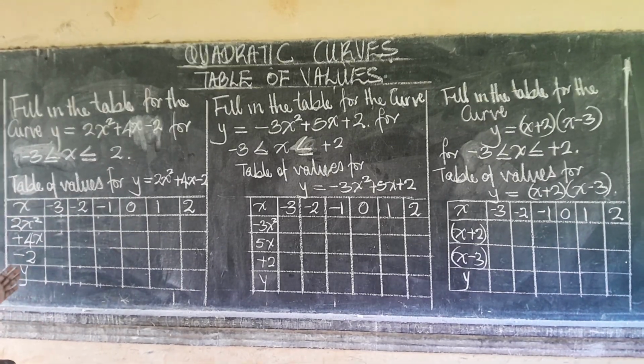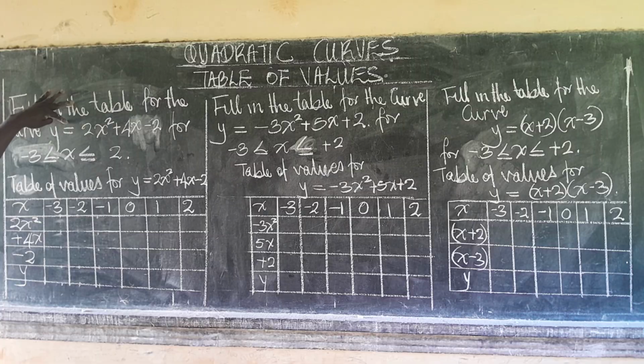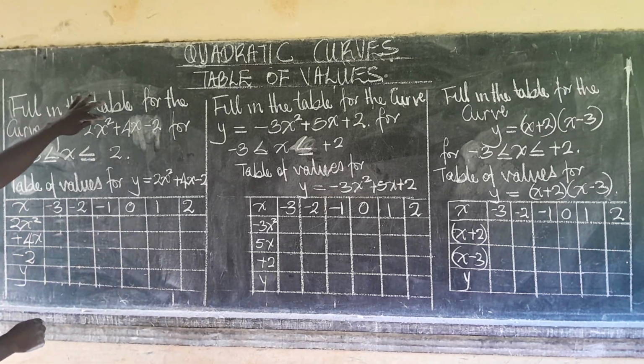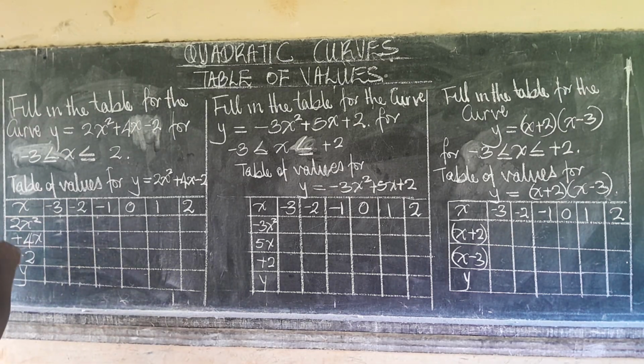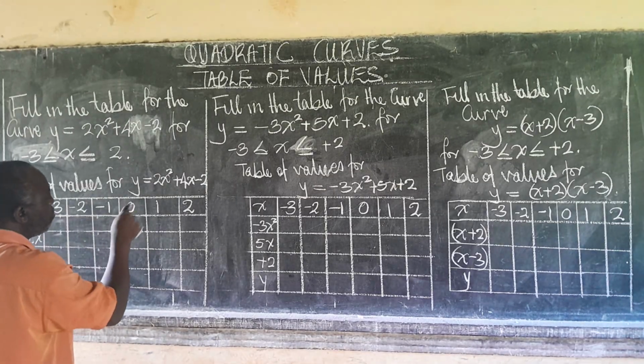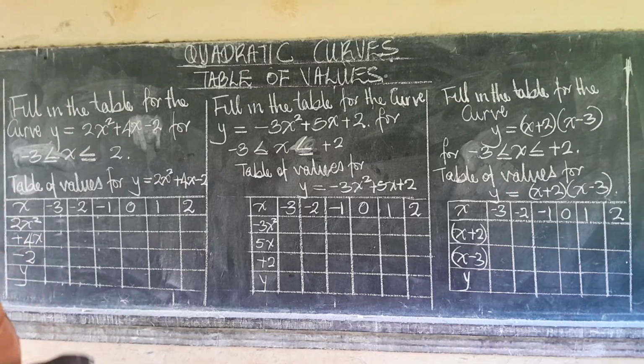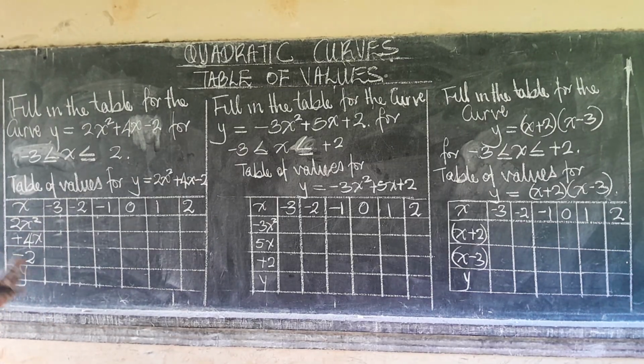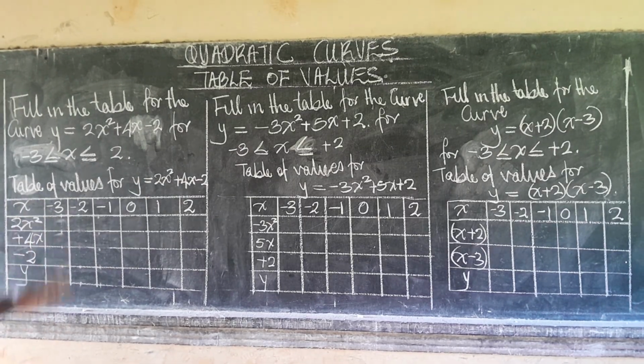The table, we are going to arrange vertically. We are ending with y. Y is down. Therefore, we have 2x squared, then plus 4x, then minus 2, then y. Y will be the answer we give. Therefore, here we have x values negative 3, negative 2, negative 1, 0, 1, 2. I will try only 3 entries and we see how we go over this.